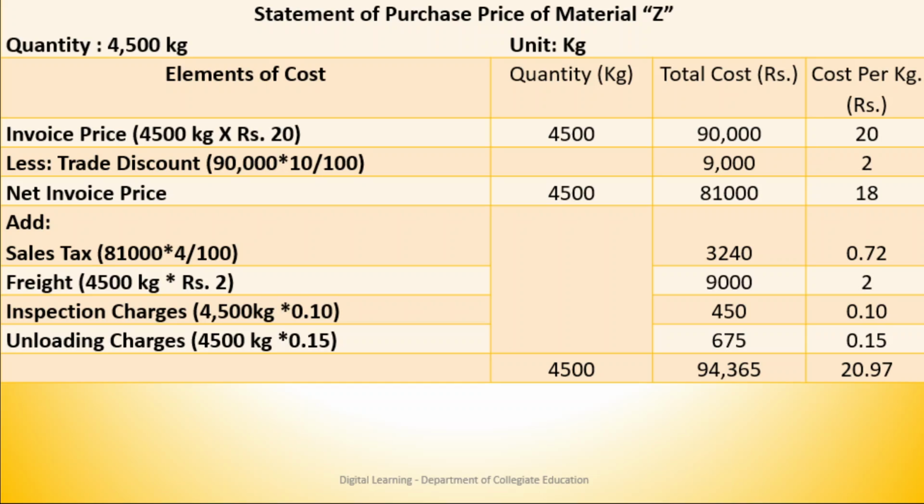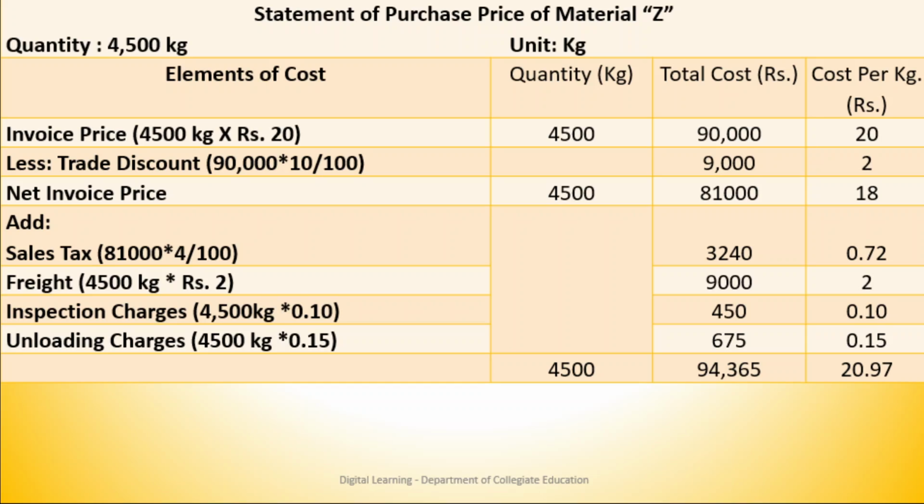Sales tax is always calculated on net invoice price. So 81,000 into 4% comes up to 3,240. Freight charges are clearly given as 2 per kg. So for 1 kg, if it is 2, for 4,500 kgs, it must be how much? Comes up to 9,000.